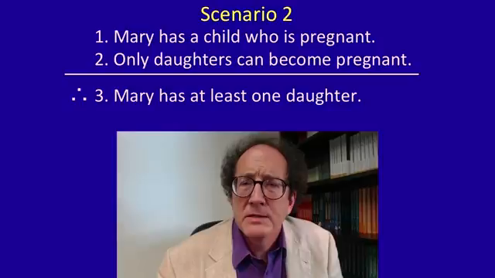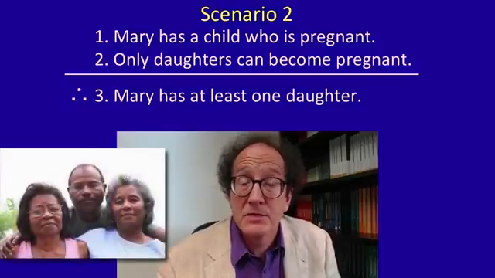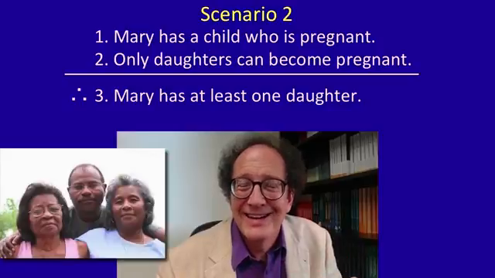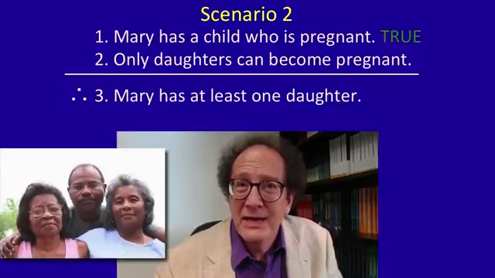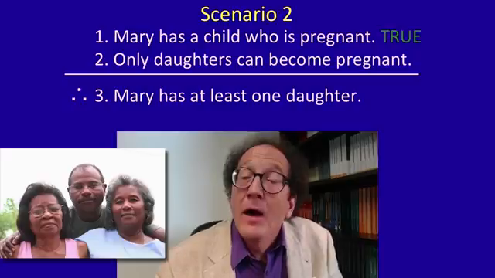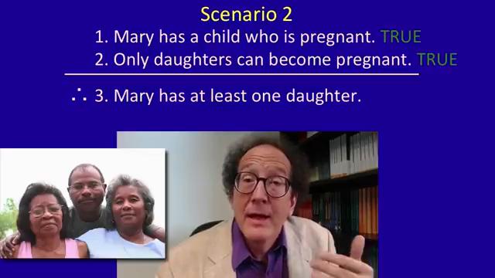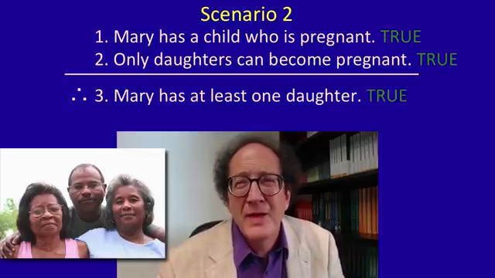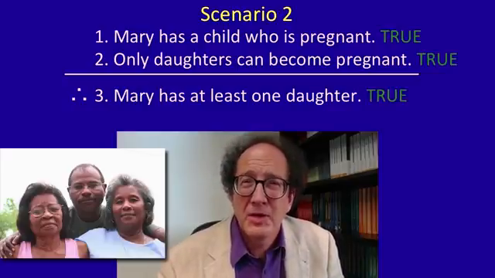Okay, what if Mary has two children? Try to tell the story that way. Mary has a daughter and a son. Now she's got a child who is pregnant, the daughter, and only daughters can be pregnant, but she has a son. Wait a minute, she's got a son and a daughter, so now the conclusion's true because she does have a daughter, even though she also has a son.